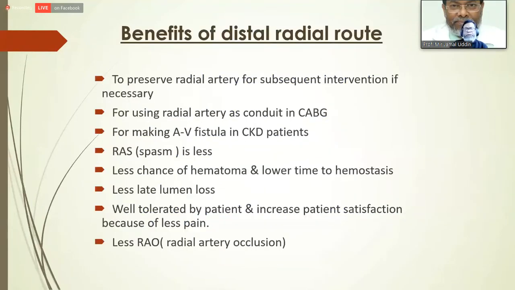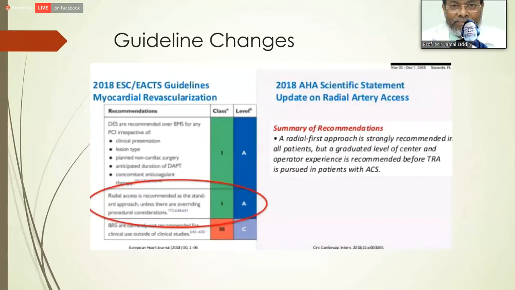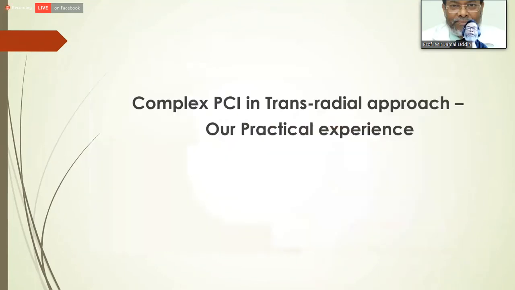And the benefits we have already shown in other studies. Radial device compatibility, we should also know it: 5 French, 6 French, 7 French. Most of the cases are done by 7 French, so there is no need to go to femoral for complex anatomy. And the 2018 guideline also says it is recommended irrespective of all patients, but a graduated level of center and operator experience is recommended before TRA is pursued in acute coronary syndrome.